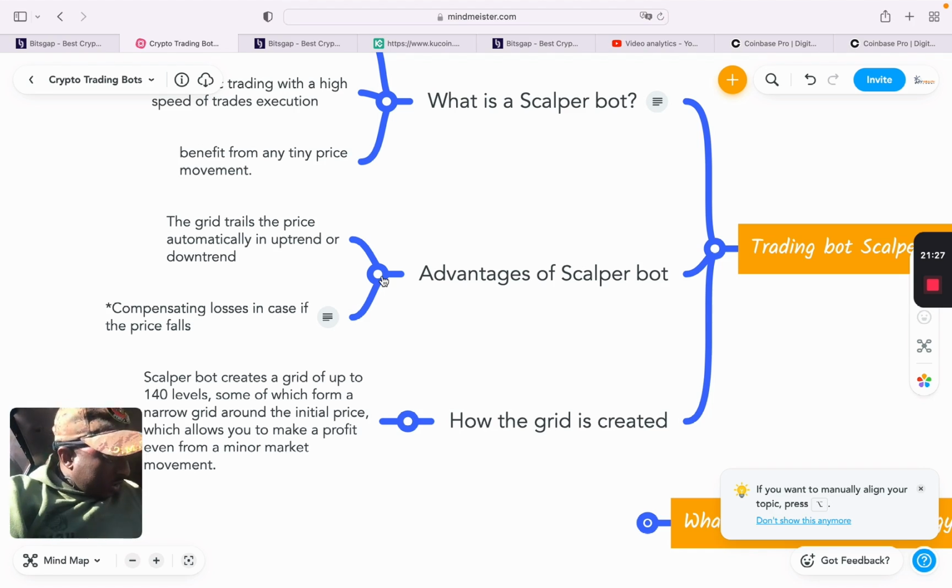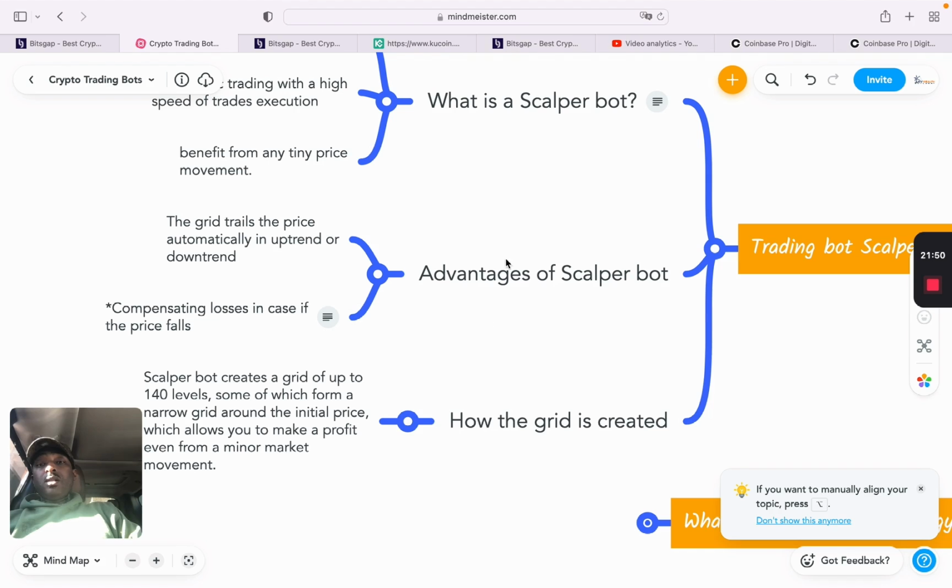It's going to slide my grid up or down, and it's going to help keep me from losing money as the price goes up and down. And again, with the grid, you can have up to 140 levels, which is those little lines where you have the predetermined prices. And again, this is all very easy.